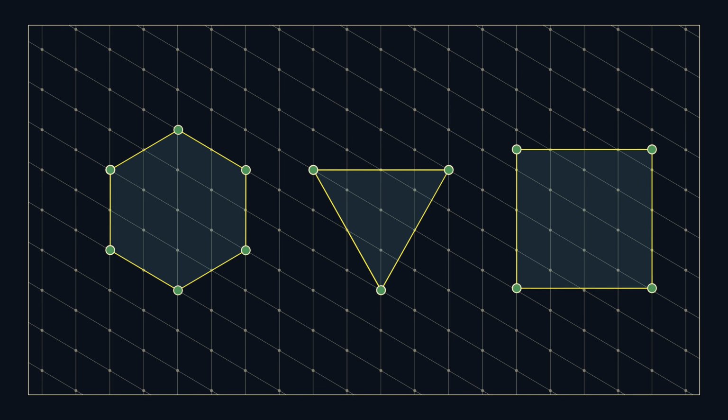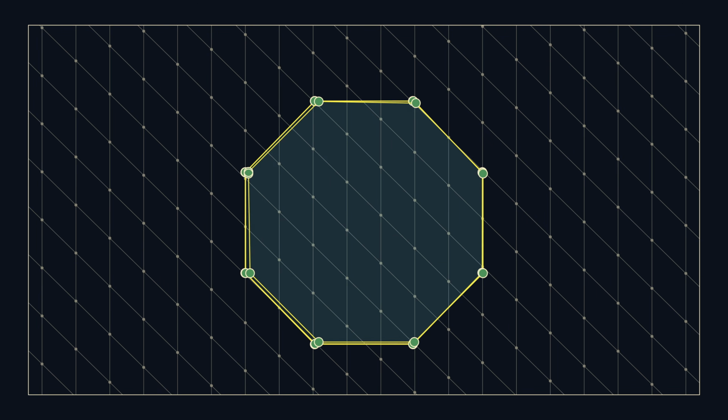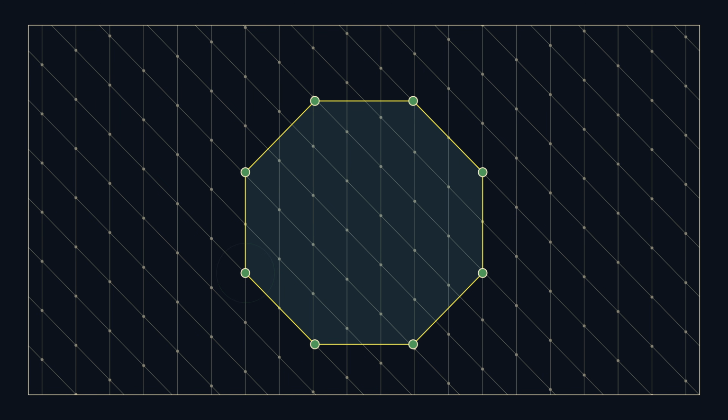Now, you know the drill. Let's assume we can draw some regular n-gon on a grid of parallelograms and try to find a contradiction.